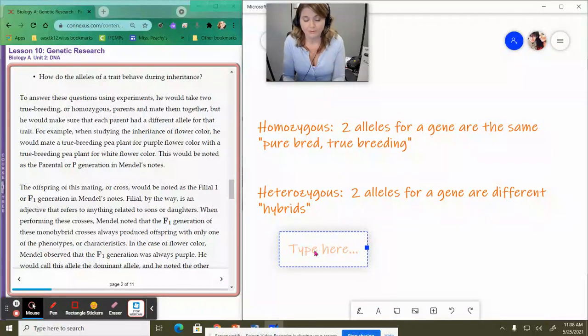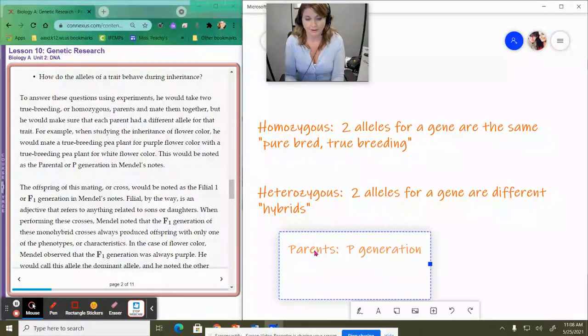All right. So he referred to when you start a cross. He's crossing things. Essentially, he has two plants. You start off with these as the parents. So the parents are referred to as the P generation, right? And then you take the parents and you cross one parent with another and you produce offspring. The first set of offspring is called the F1 generation.